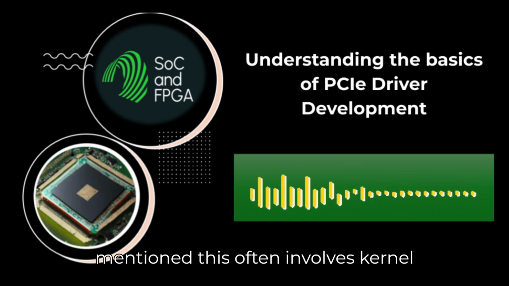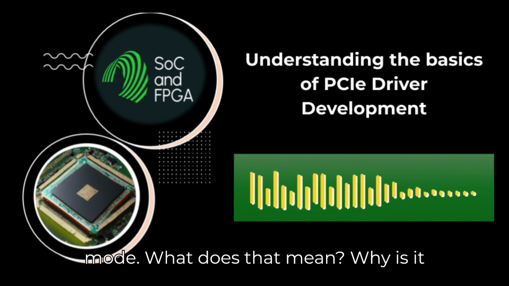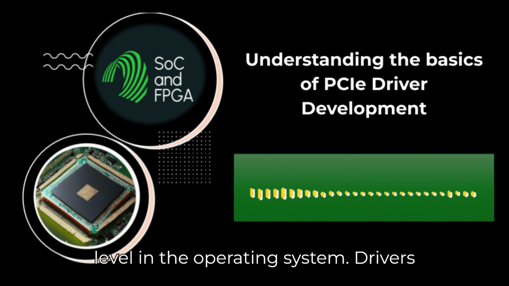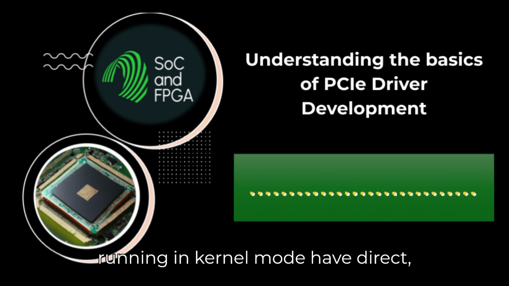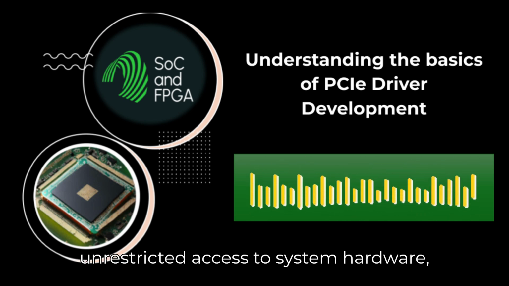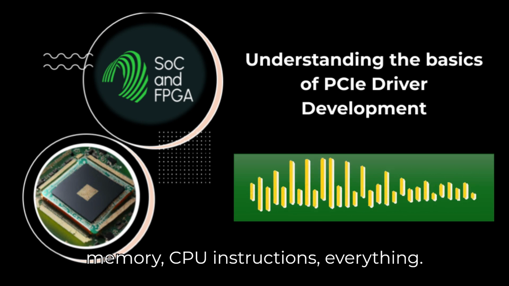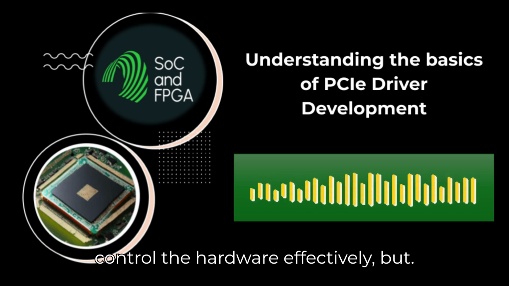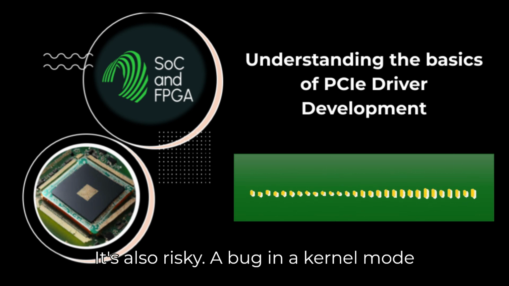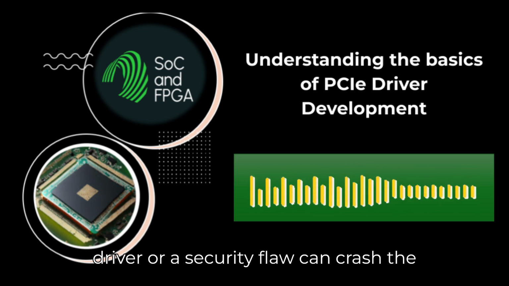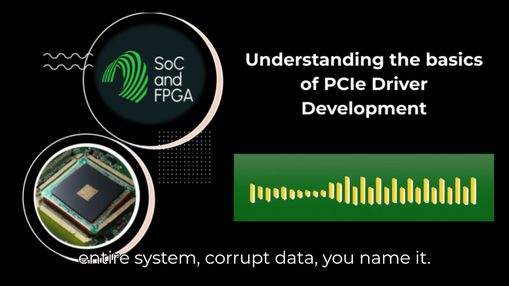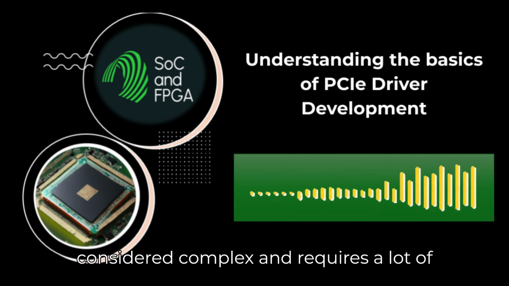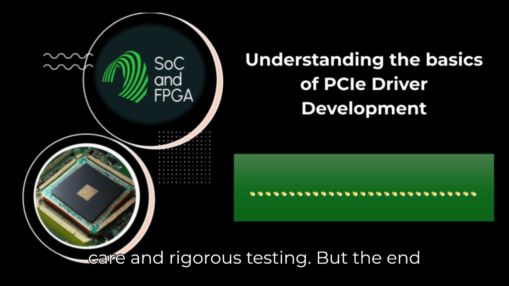Our sources mentioned this often involves kernel mode. What does that mean? Why is it important for drivers? Right, kernel mode. It's a highly privileged execution level in the operating system. Drivers running in kernel mode have direct, unrestricted access to system hardware, memory, CPU instructions, everything. This deep access is necessary for them to control the hardware effectively. But it's also risky. A bug in a kernel mode driver or a security flaw can crash the entire system, corrupt data, you name it. That's why kernel driver development is considered complex and requires a lot of care and rigorous testing.